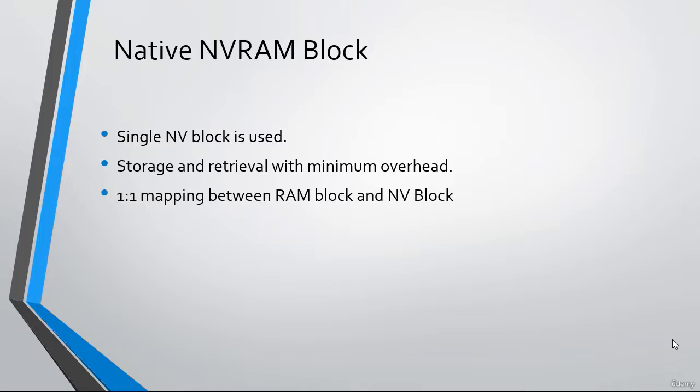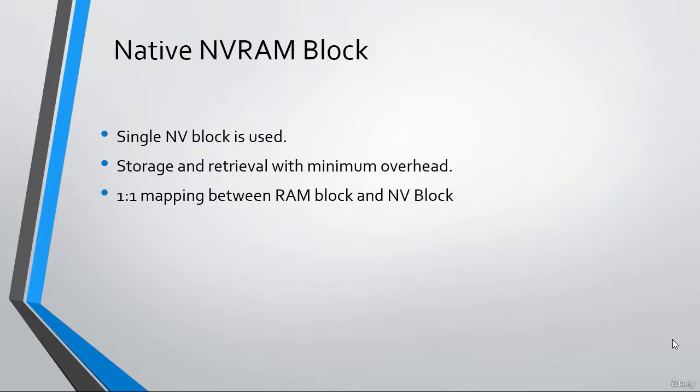Now it provides 1:1 mapping between RAM block and NV block. What this means is that for each RAM block, we will be having one NV block. So the 1:1 mapping is what that brings us to. So that's all. There will be one RAM block and one NV block, and they will be mapped to each other. That's all about native NVRAM block.